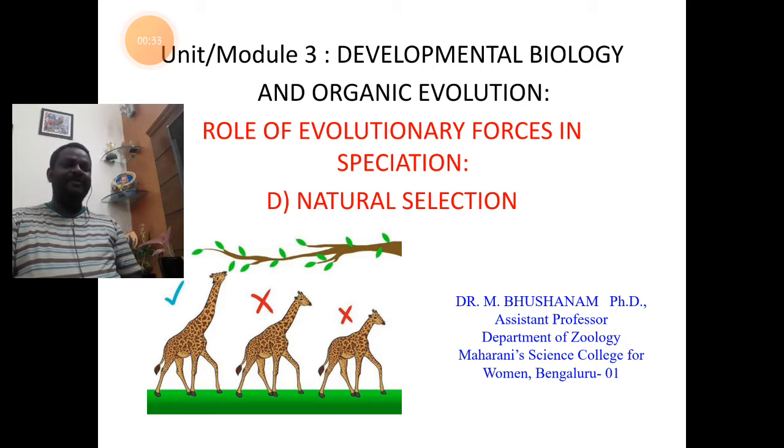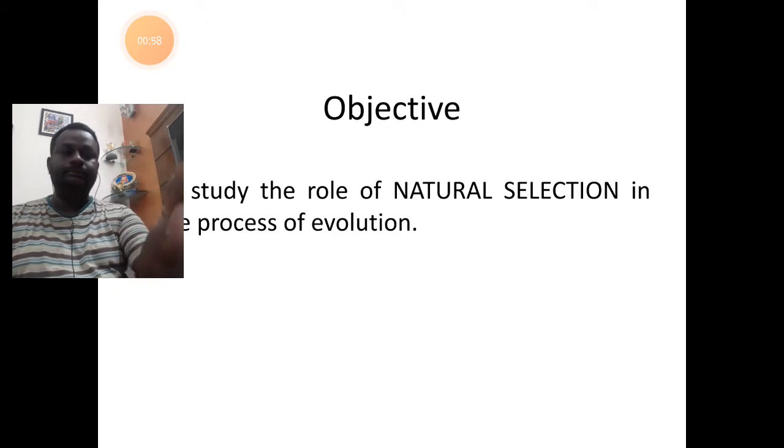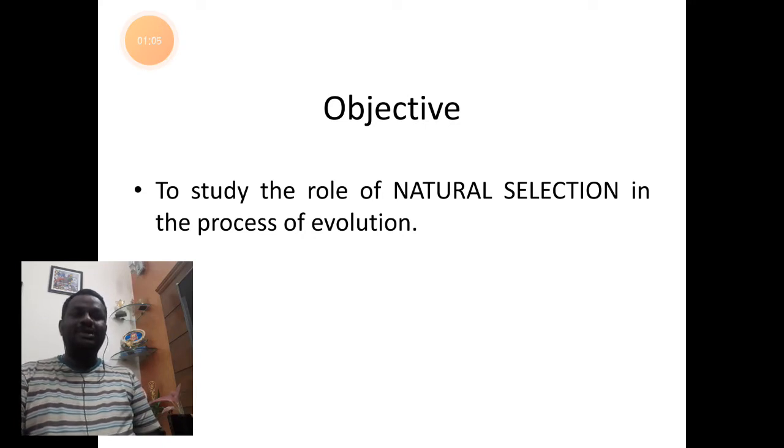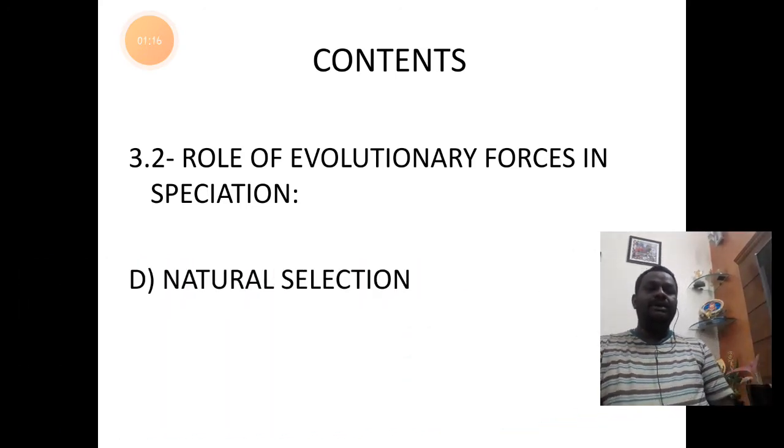Well students, today we shall learn another topic related to paper 7, organic evolution of your syllabus, namely natural selection as an evolutionary force in the process of evolution. The objective of the study is to learn the role of natural selection within the process of evolution. The contents include the role of the evolutionary force, that is natural selection, in the process of speciation.